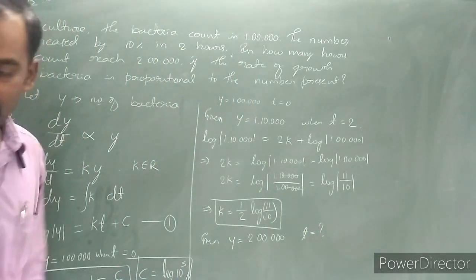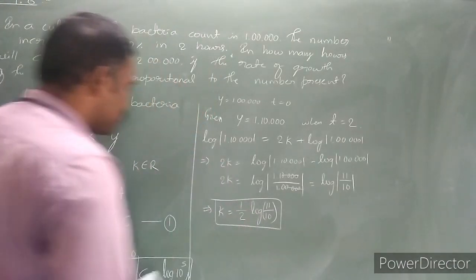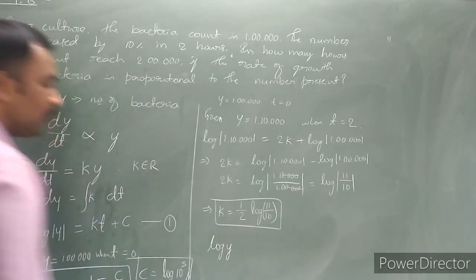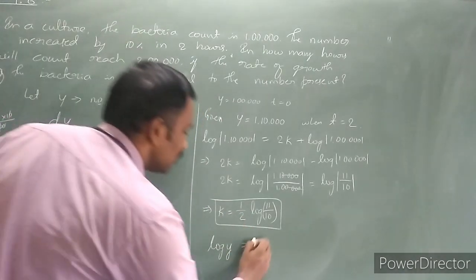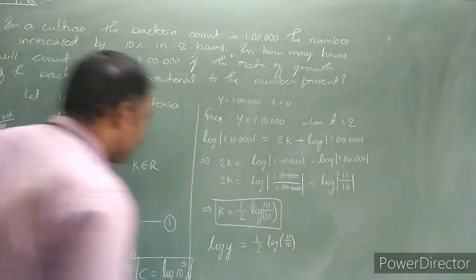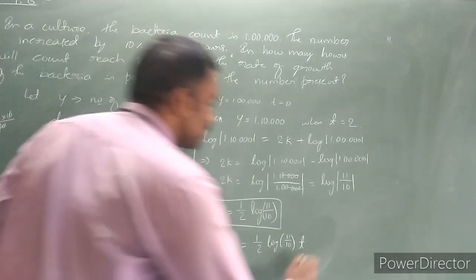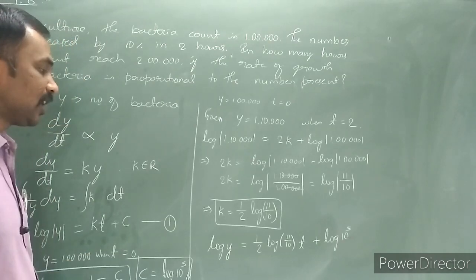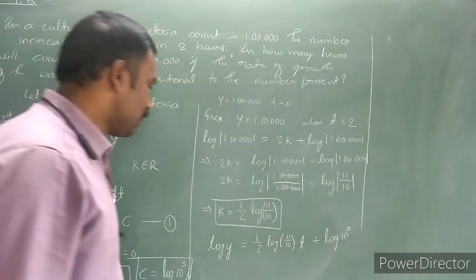First of all, before going to this, I just rewrite equation number 1. What is equation number 1? Log y, where y is the number of bacteria, is equal to k, whose value is here 1 by 2, times log of 11 by 10 into time, keep time as t, plus c. What is c? Log of 10 to the power 5. Okay, I need to get the t value.